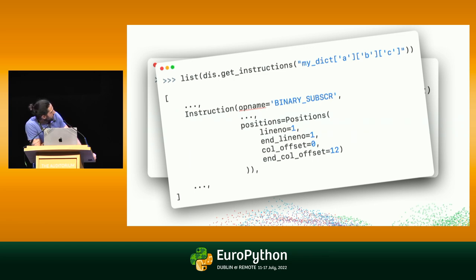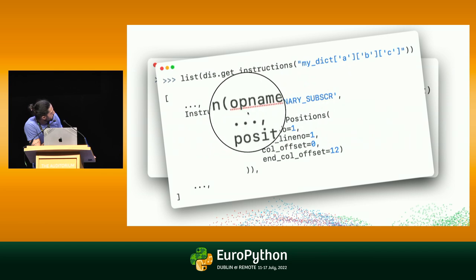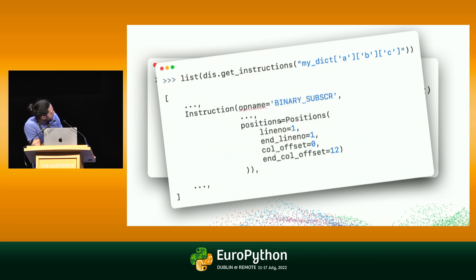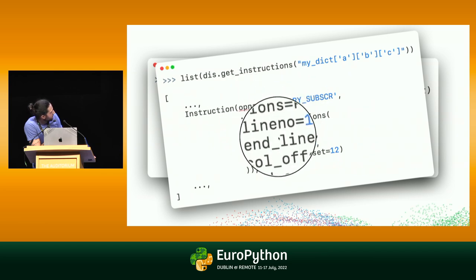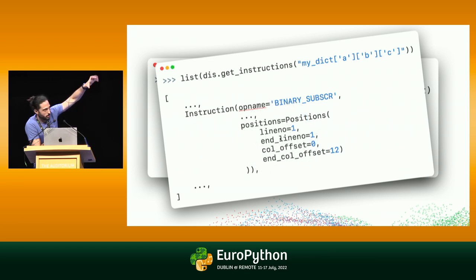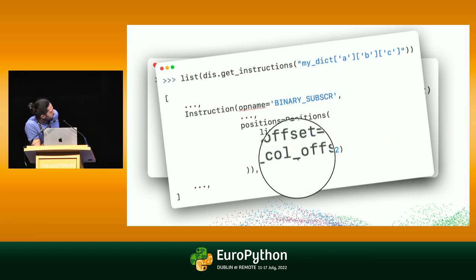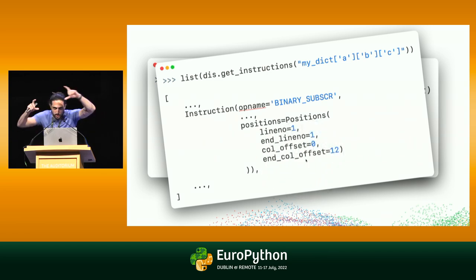And you can see that, for instance, for this binary subscript, which is basically the square brackets, you have this new attribute called positions. And positions tells you the line number and the end line number, because you can write the open square bracket in one line and the closed square bracket in another, and it will tell you the column offset and the end column offset, so you can know exactly which bunch of the code associates with the bytecode instruction.